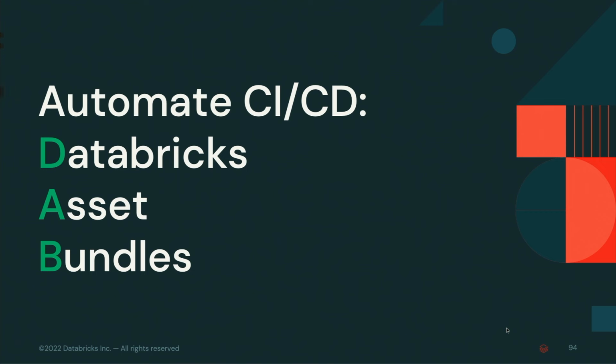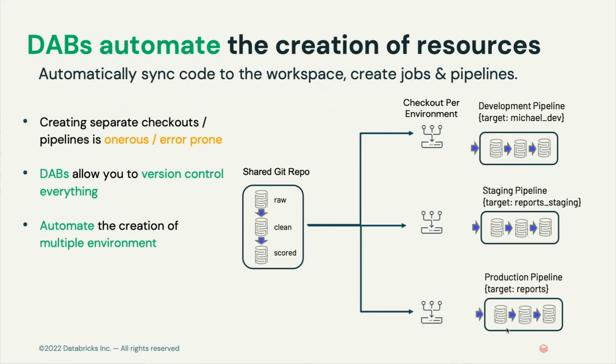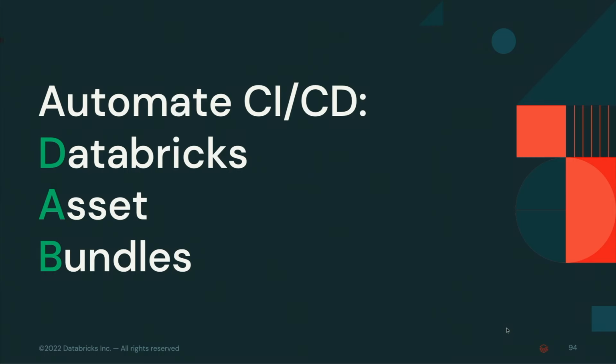OK, almost done. So all of this seems pretty complicated. Creating all these different checkouts, creating all these different pipelines, making sure that all of these pipelines are in sync with each other, that's a ton of manual work. And I started off this section of the talk by saying no manual steps. And that is why we have created this pretty cool new thing, which is my third announcement, Databricks Asset Bundles.